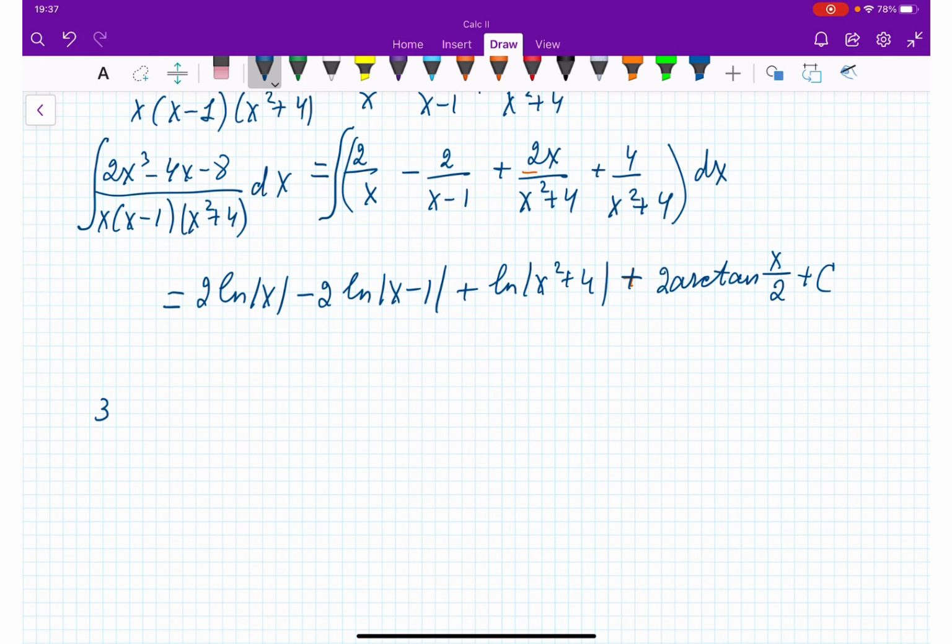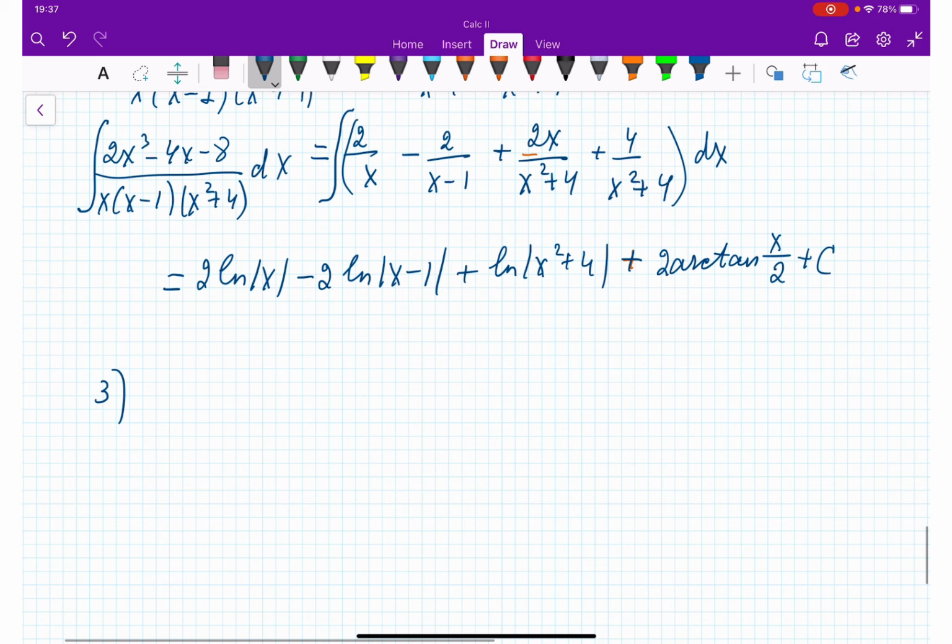Number 3. So we have 8x cubed plus 13x over x squared plus 2 squared and dx.